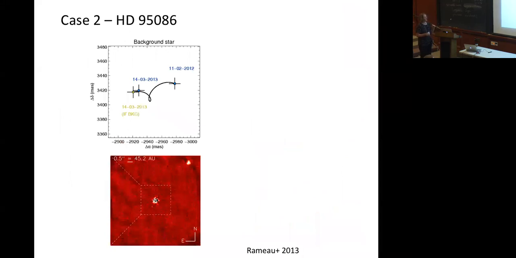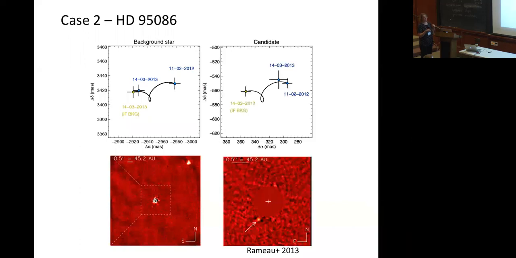This is the star HD 95086, and here's the primary star behind a coronagraph. Here's a background star in the field. This is a slightly different way of looking at the same thing, but essentially here's the initial detection, here's the prediction for where a background object should be, and here's where this background star appeared when they came to follow up this system. So they overlap. This is a background object.